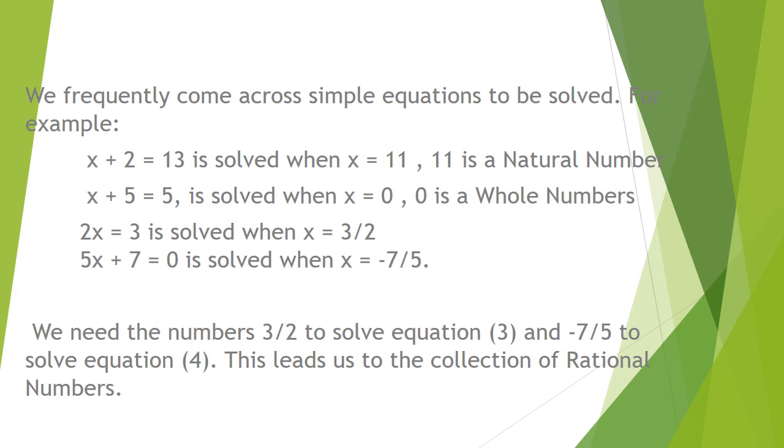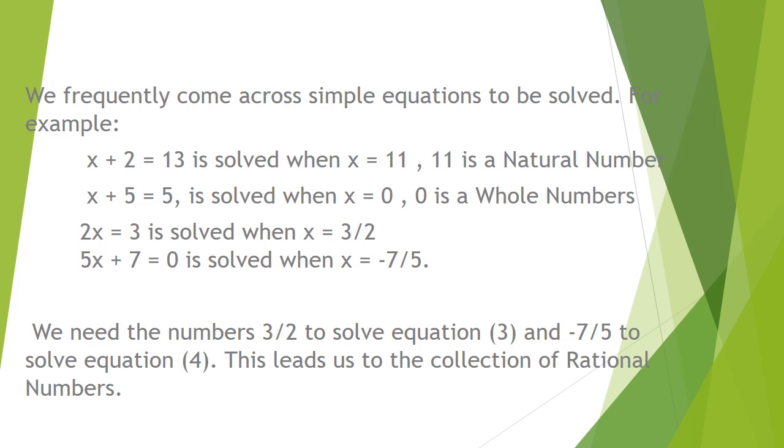And then the next example, 5x plus 7 equals 0, is solved when x equals minus 7 upon 5. Firstly we will transpose 7 to the right hand side, then I can write it as 5x equals minus 7, then the value of x will be minus 7 upon 5.